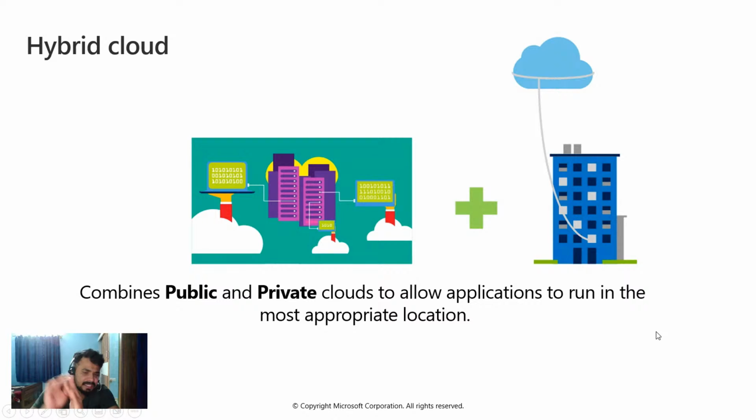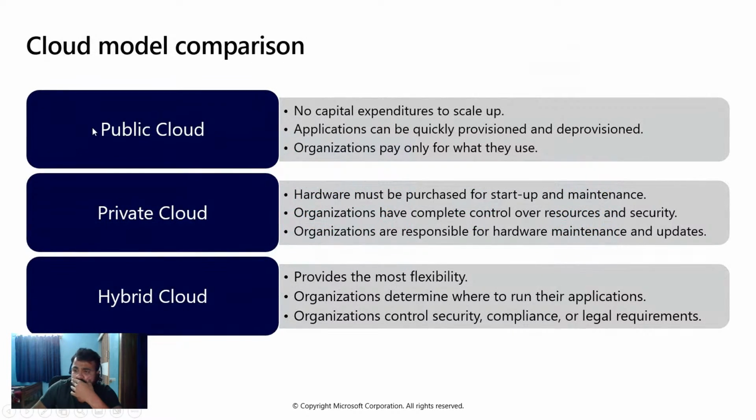So thinking that we have addressed the three types of cloud, let's see what next. I have just made a comparison of the three types of cloud over here. Public cloud: no capital expenditures to scale out. So what is the capital expenditure? I think you might be hearing this word, right? Here you can see something called the capital expenditures. Let's see what this is later, but for now let's just take this terminology of no capital expenditures to scale up.